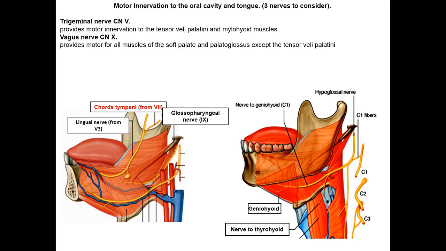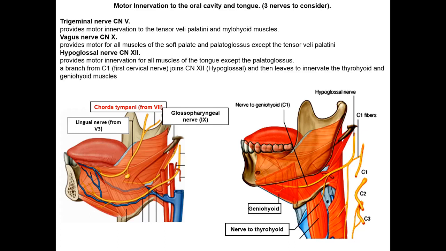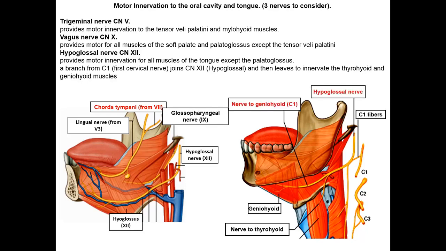We have the vagus nerve, cranial nerve 10. It provides motor supply for all the muscles of the soft palate and palatoglossus except the tensor veli palatini. And finally, the hypoglossal nerve, cranial nerve 12, which provides motor innervation for all muscles of the tongue except the palatoglossus. And here I've illustrated it in the diagrams for you.